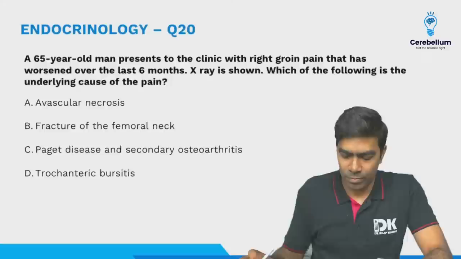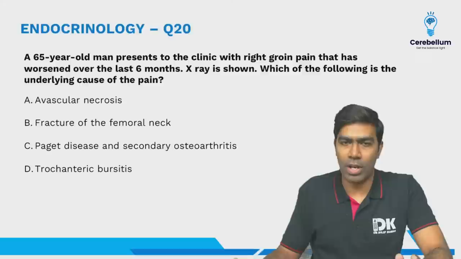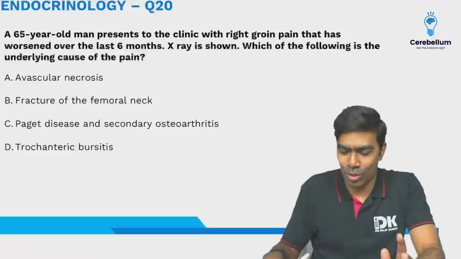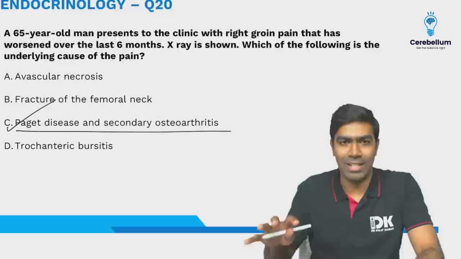Okay, final question. A 65-year-old man presents to the clinic with right groin pain that has worsened over the last 6 months. X-ray is shown. X-ray is not there, sorry for that. Which of the following is the underlying cause of pain? Actually, I was about to give Paget's disease and secondary osteoarthritis. So that's the right answer, because I've not given the X-ray. Sorry for this question. I will add the X-ray and then I'll post the annotated PDF.